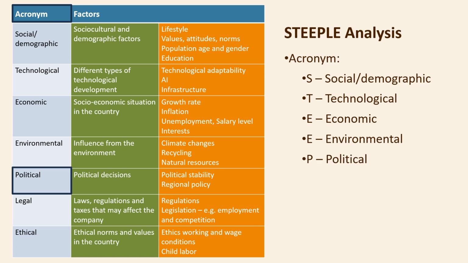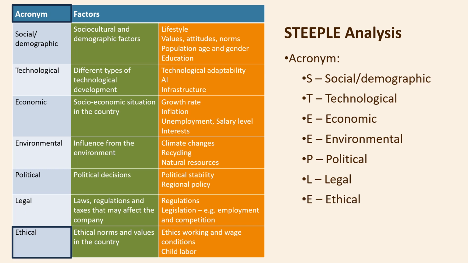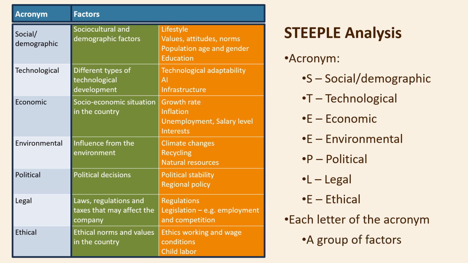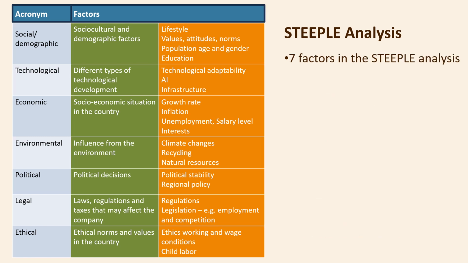The fifth letter, P, stands for political. The sixth letter, L, stands for legal. The seventh and last letter in the acronym, E, stands for ethical. Each letter of the acronym stands for a group of factors. We now review each of the 7 factors in the STEEPLE analysis.